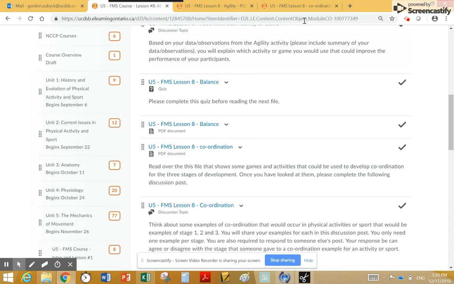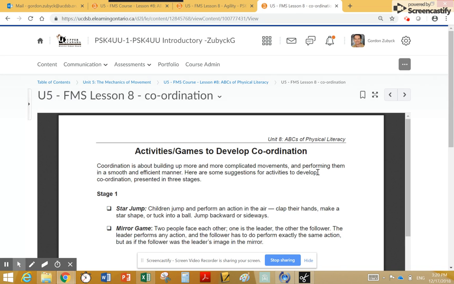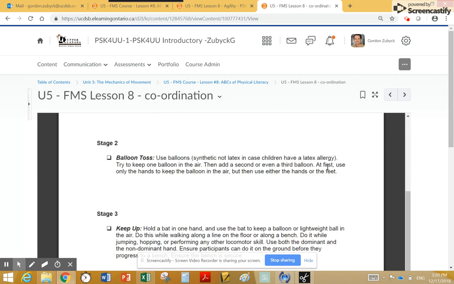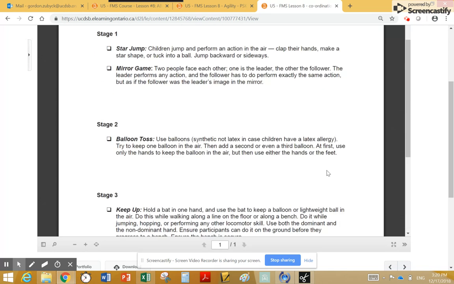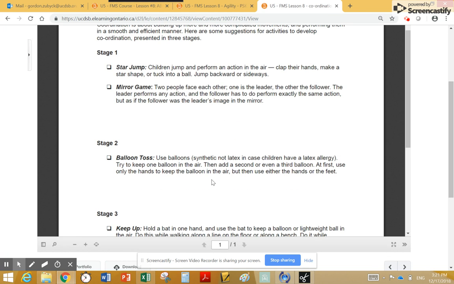It's important to note that in the coordination piece, you'll notice there are different stages of coordination. Here it talks about stage 1, stage 2, stage 3. The idea here is that our coordination is about building up more and more complicated movements and performing them in a smooth and efficient manner. You're going to provide some suggestions for stage 1, stage 2, and stage 3, keeping in mind that in stage 1, you're just focusing on one movement component.